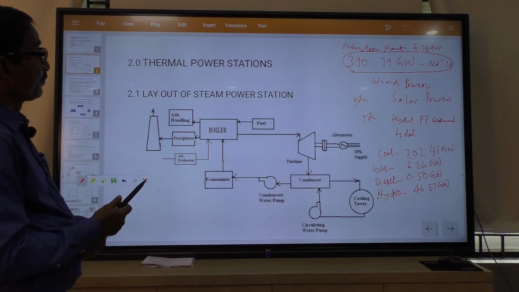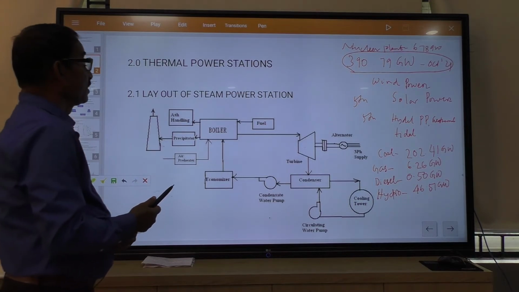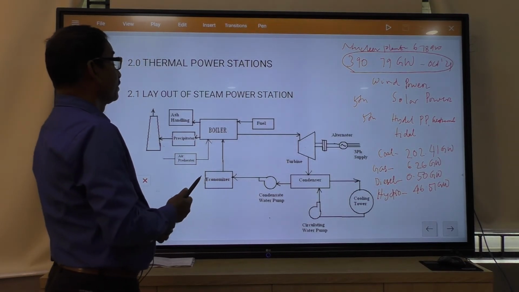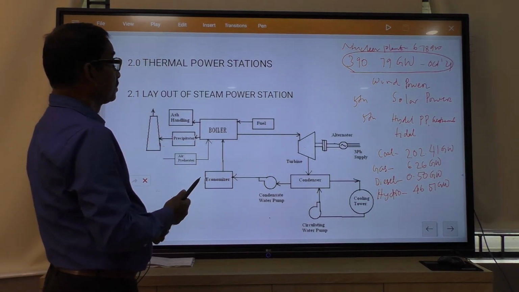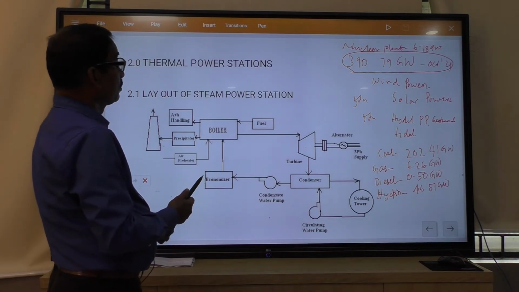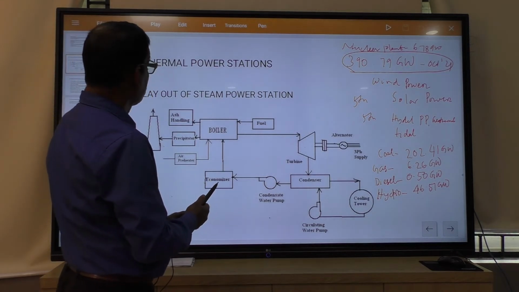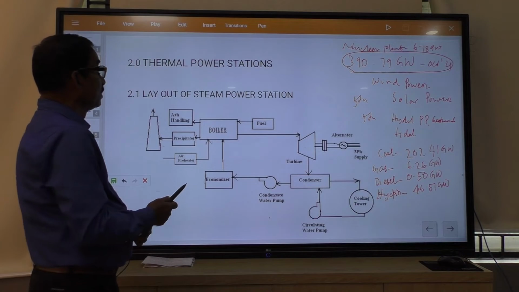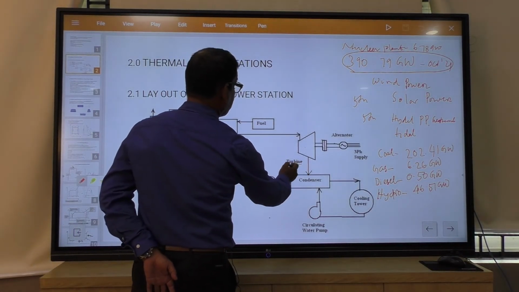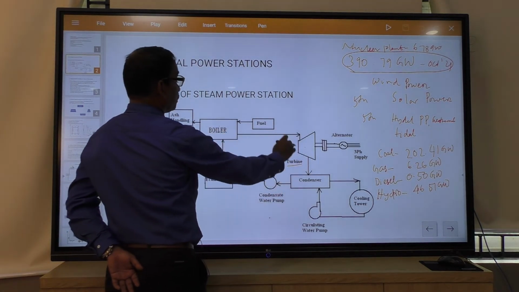You will find the stator, blades, and turbine shaft. Turbines are also classified into three types: high pressure turbine, intermediate pressure turbine, and low pressure turbine. I have shown only one turbine for simplicity. This is the turbine, mentioned here. First is the boiler, and we are going in a clockwise manner.